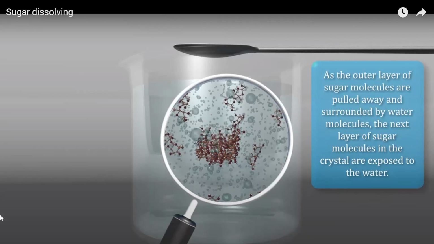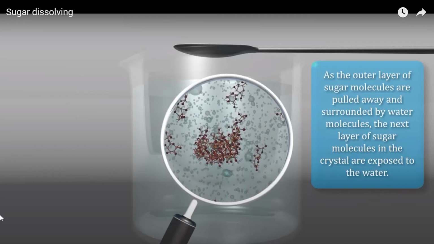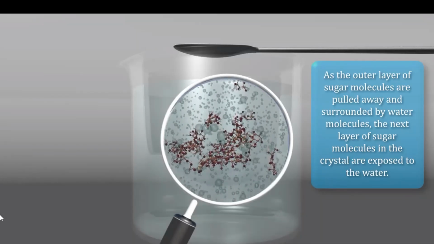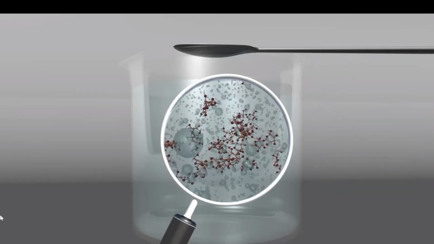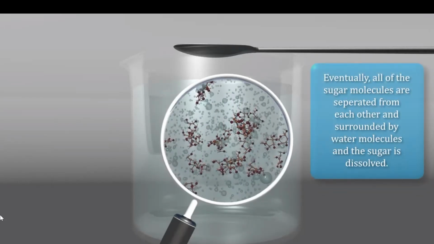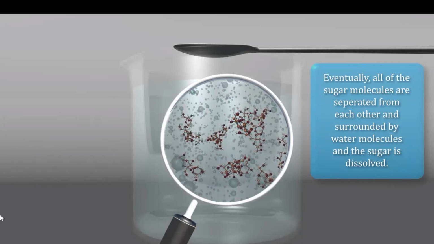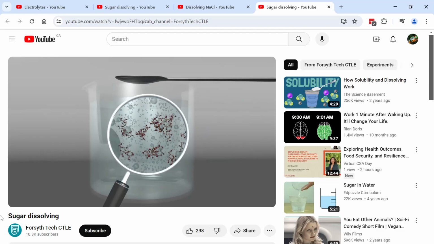As the outer layer of sugar molecules are pulled away, guess what? The inner molecules are now open to the water. That surface has been exposed, and they can now be pulled away by other water molecules. Is that good? And you watch, they just disperse. All those little sugar molecules are just dispersing, but are they breaking apart? No, the individual sugar molecules stay intact. And that's all there is to that. Okay?